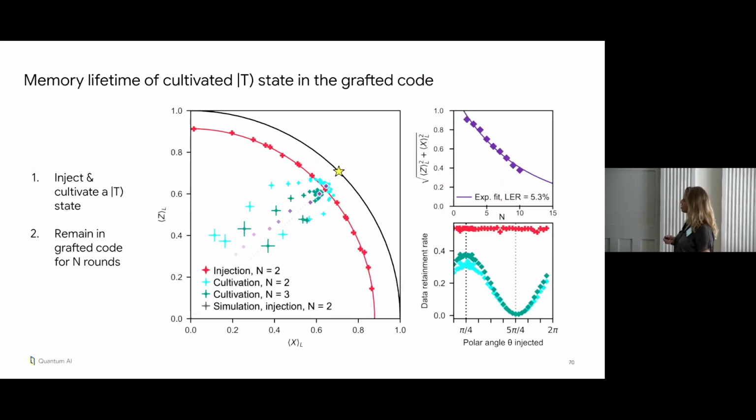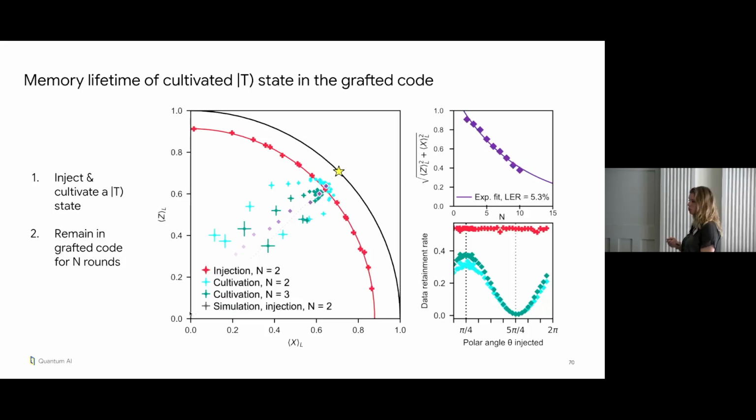So what happens if we cultivate a T state and then graft it into a surface code? We see something that looks like the following, where I've shown in light cyan just cultivating and then grafting and running 2 cycles in the grafted code. The dark cyan is 3 cycles in the grafted code, and again, state injection is shown in red. You can see that the state is squished closer to the T-state axis. It doesn't go past the origin, which is an effect that we see in simulation.